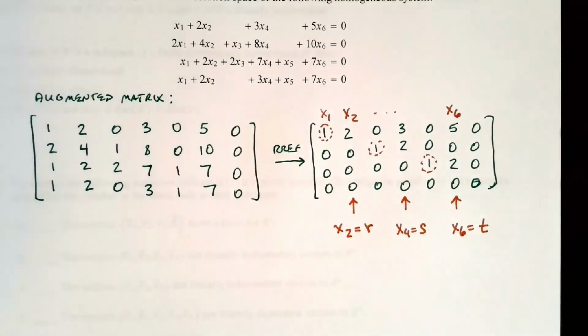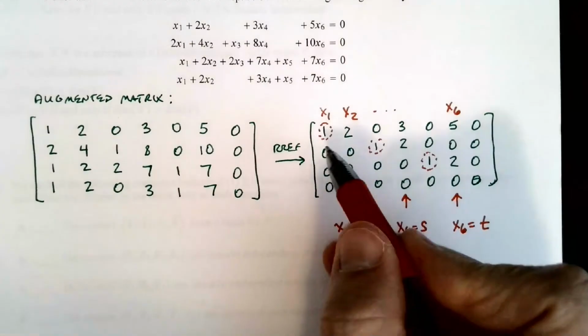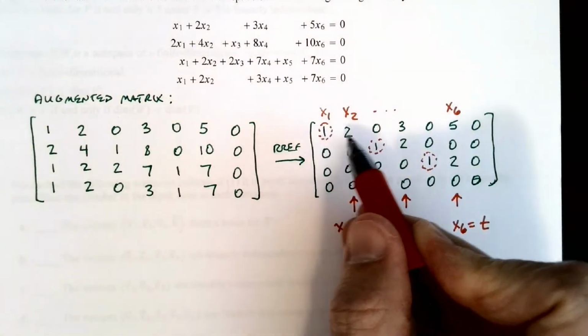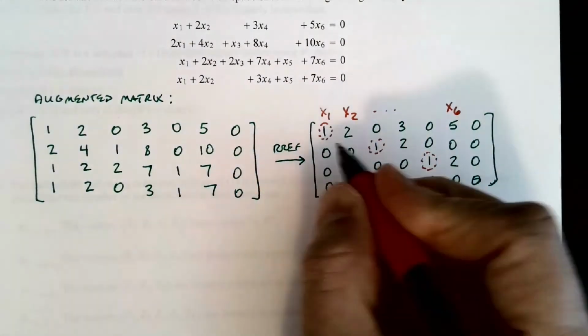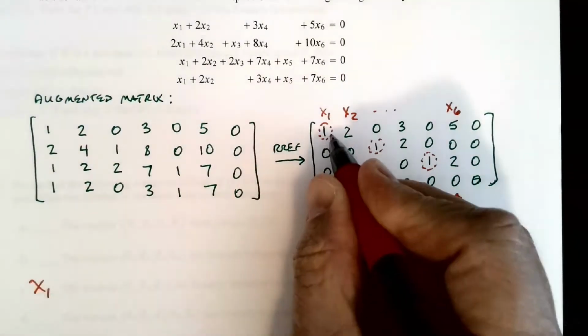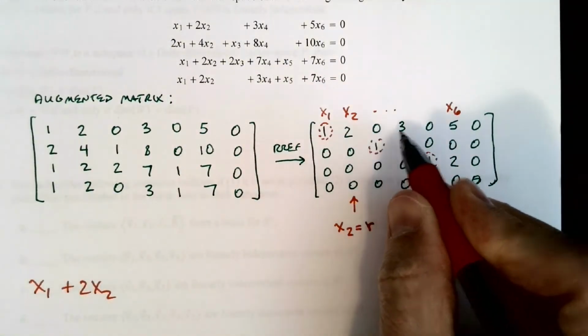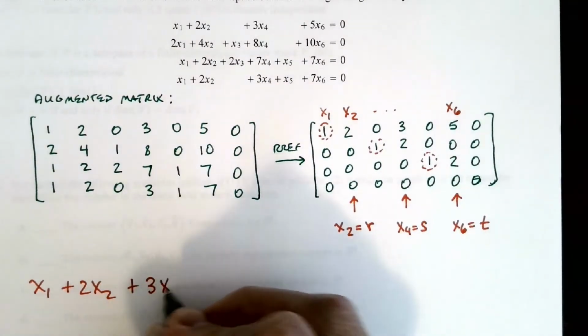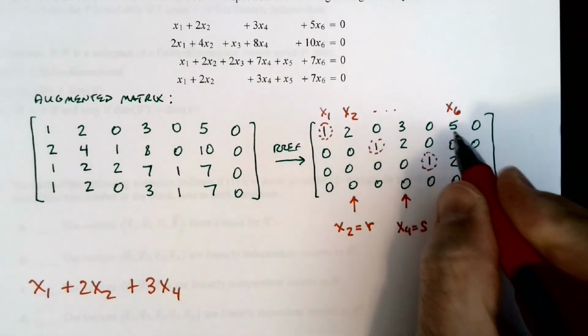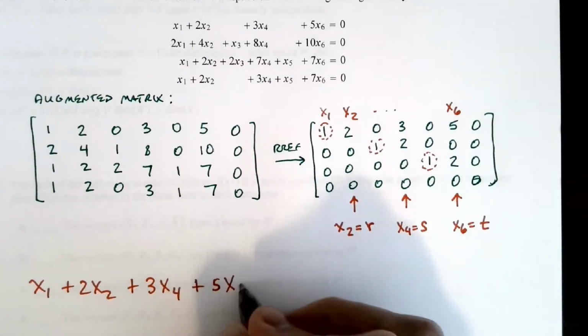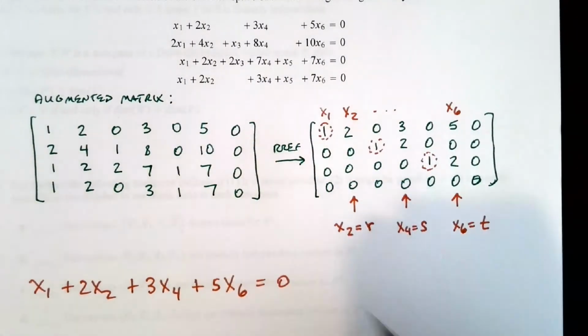All right. So how do we solve it? Let's get our first fixed variable here from the first equation and solve for it. So I've got 1x1 plus 2x2 plus 0x3 plus 3x4 plus 0x5 plus 5x6 equals 0. There's my first equation.